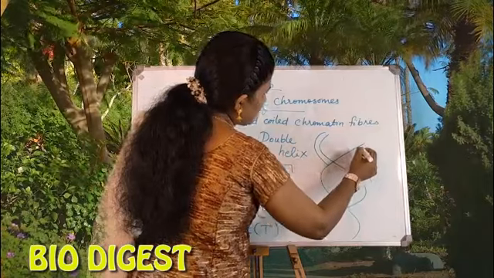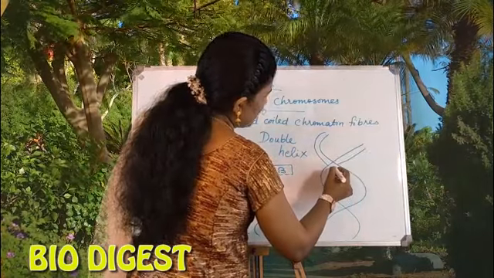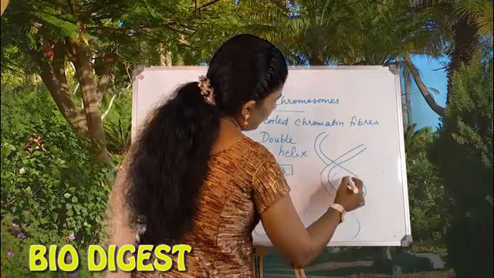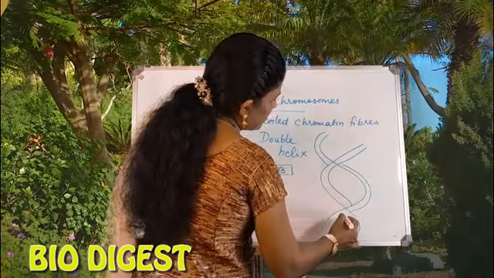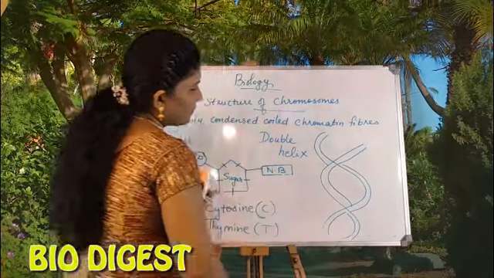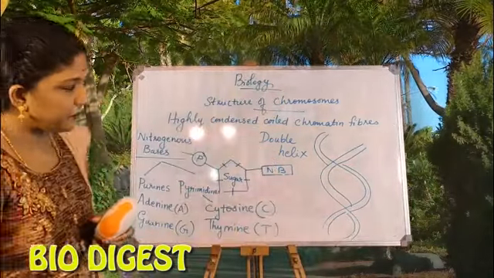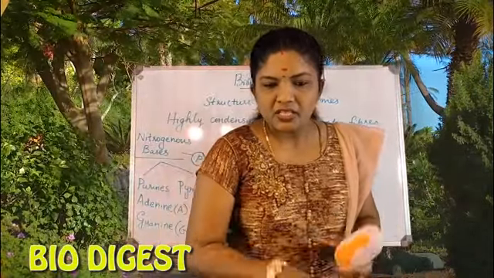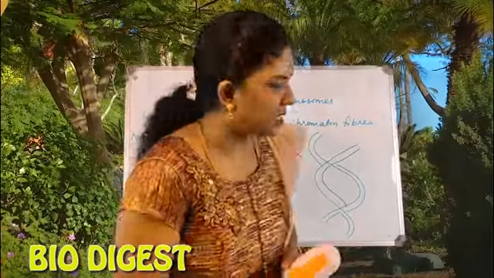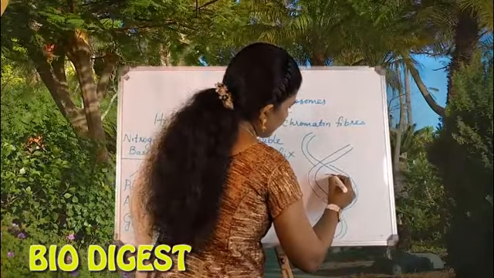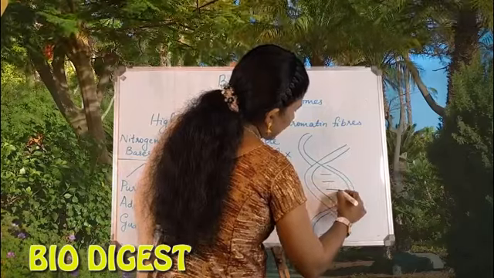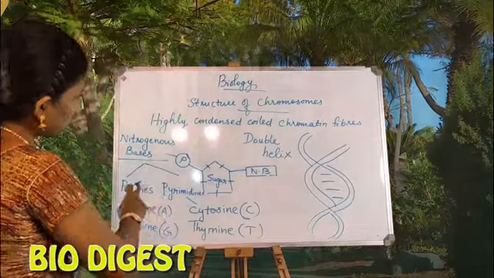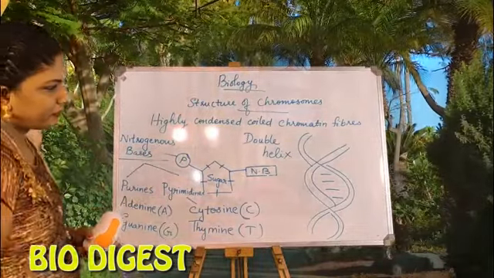So here this is actually similar to a staircase. We'll be calling this a staircase model, or you can compare this to a ladder. So this is the shape. Ladder or staircase. In a staircase, you will be stepping onto the steps, isn't it? So here steps will be there. So what will be there in this region? Here you will be able to see the nitrogenous bases.